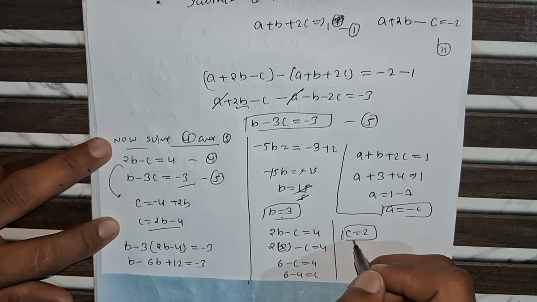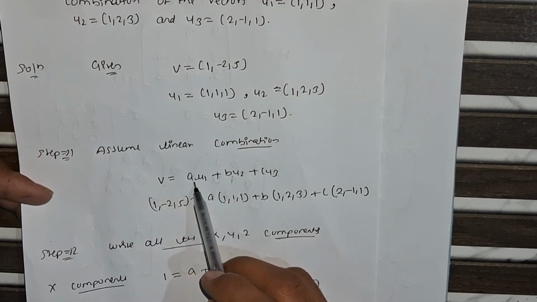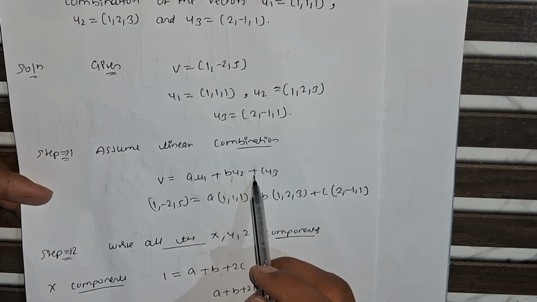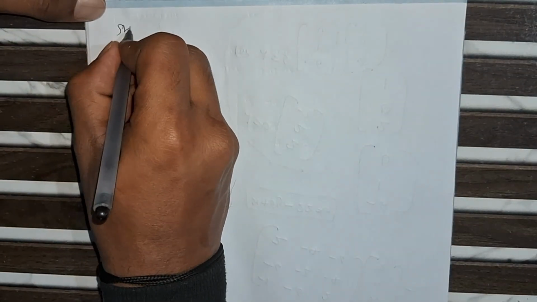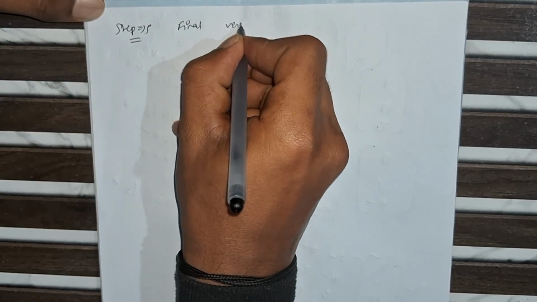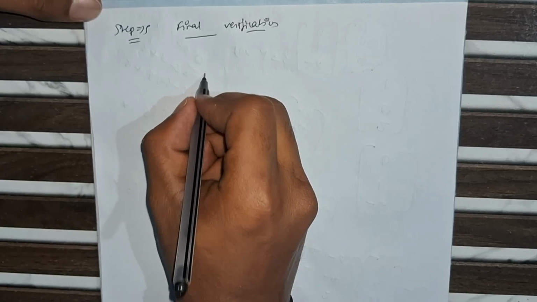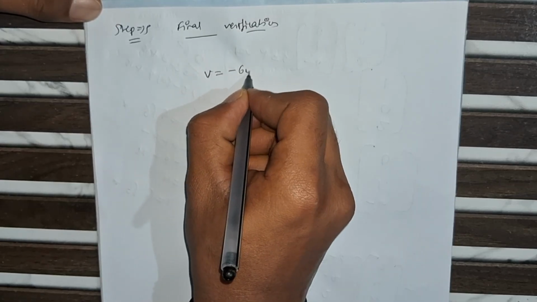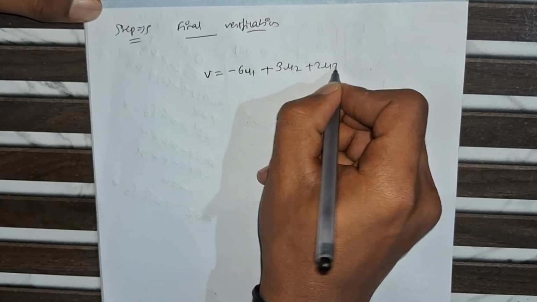Now put all the values in our first vector equation, which is v equals a u1 plus b into u2 plus c into u3. So put the values of a, b and c in this equation. Step 5 is final verification, which is asked in the question. So v equals minus 6 u1 plus 3 u2 plus 2 u3.